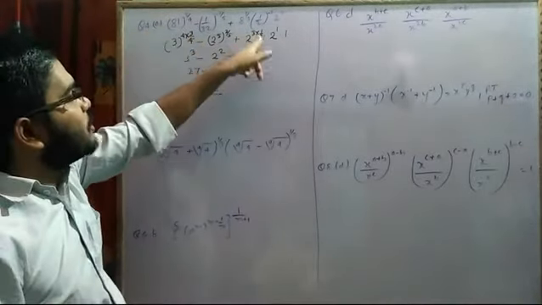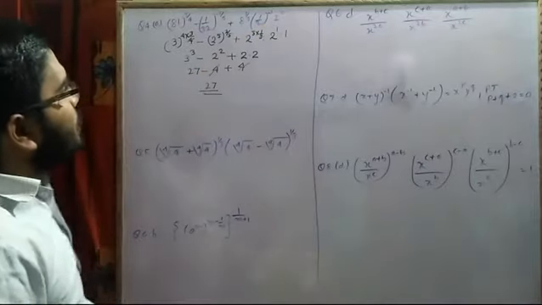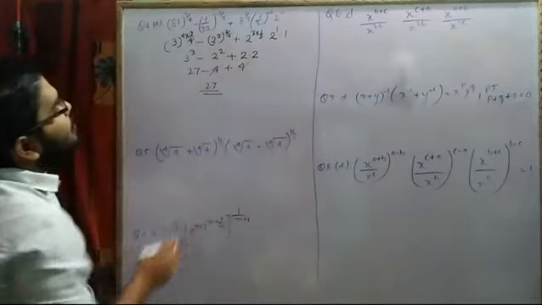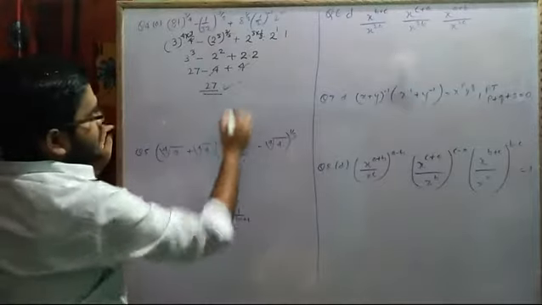2 raised to the power 5, 2 raised to the power 3, 3 cancelled. Then we have 2 raised to the power 1 and then 2 raised to the power 0, 1. 2 2s are 4, and then 2 2s are 4, and then we have this. Okay. So this answer is correct.